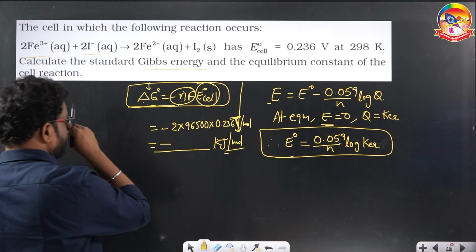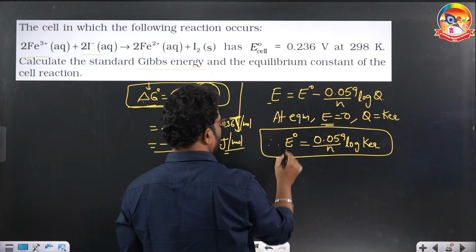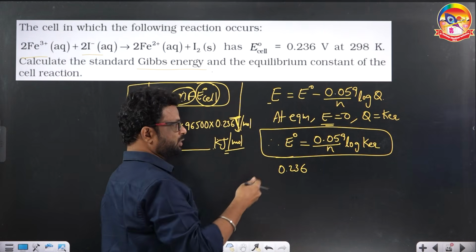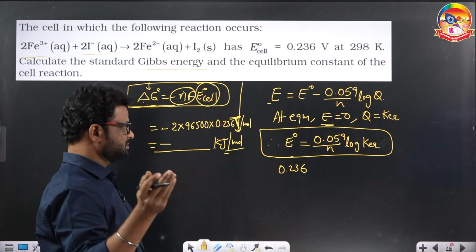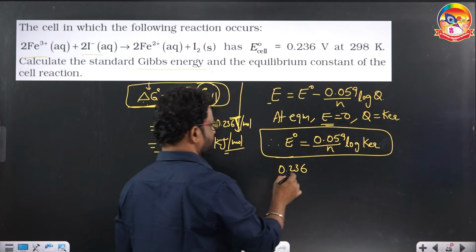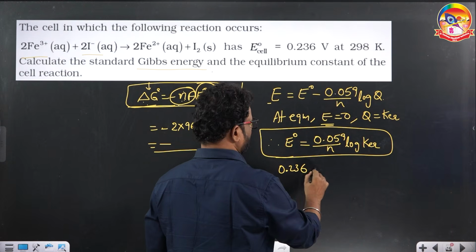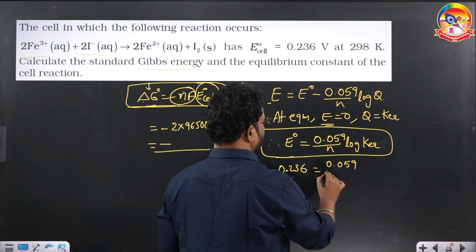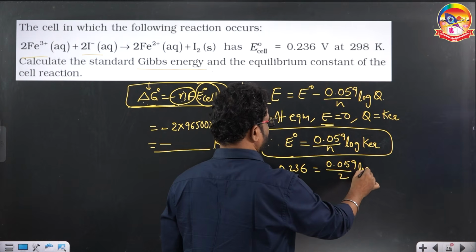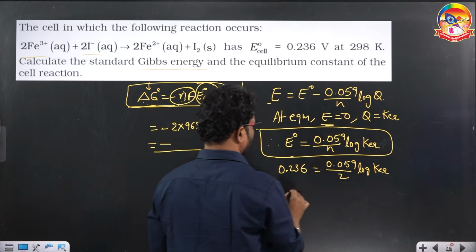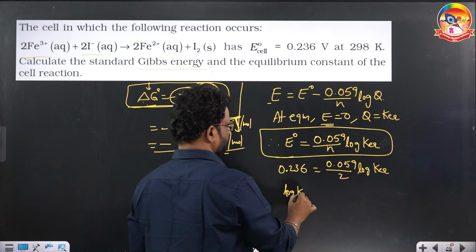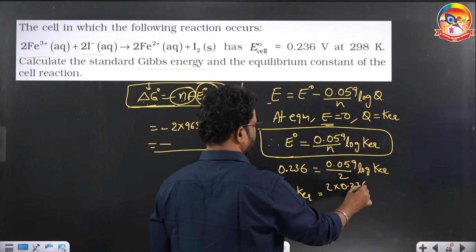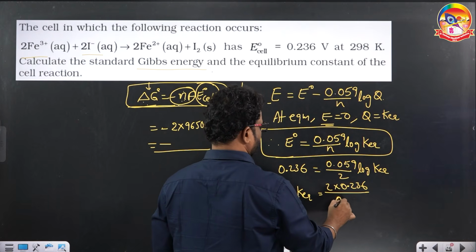Next, let us calculate equilibrium constant from this. E naught is 0.236. Whenever the simplification part is easy, I am doing it here itself. Otherwise, it will be a time taking process. Please try to solve it on your own. 0.236 is equal to 0.059 by 2 electrons transferred into log KEQ. That means log KEQ is equal to 2 into 0.236 by 0.059.